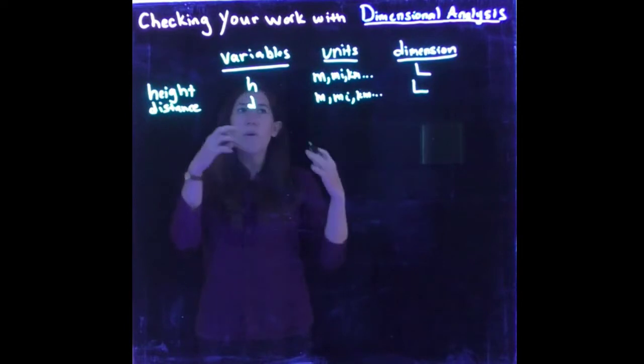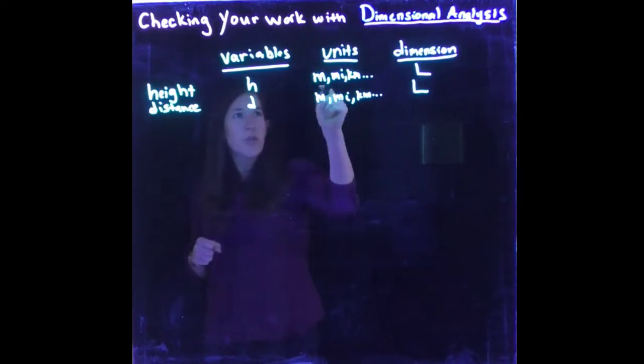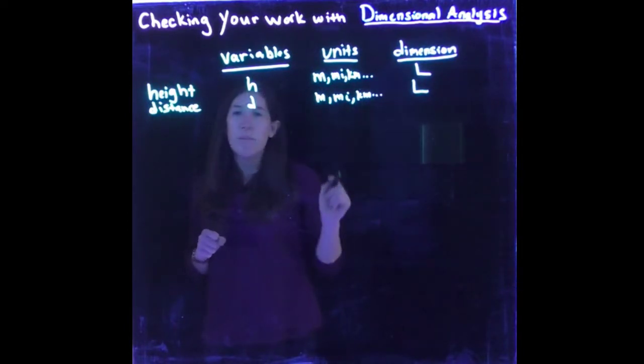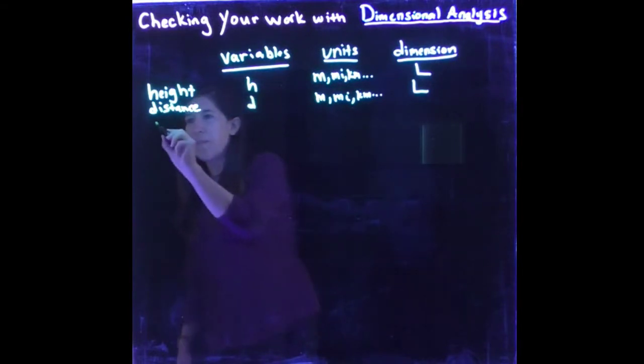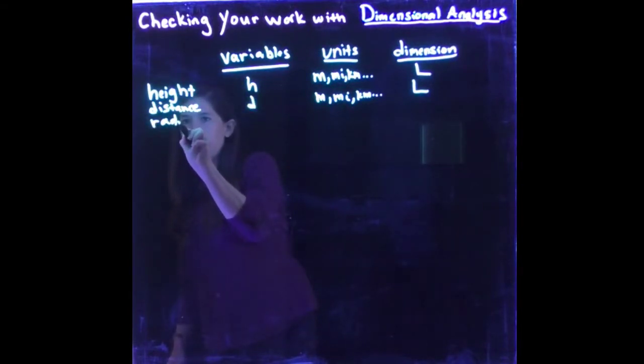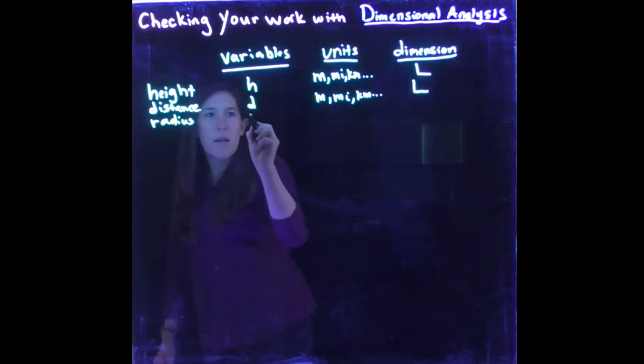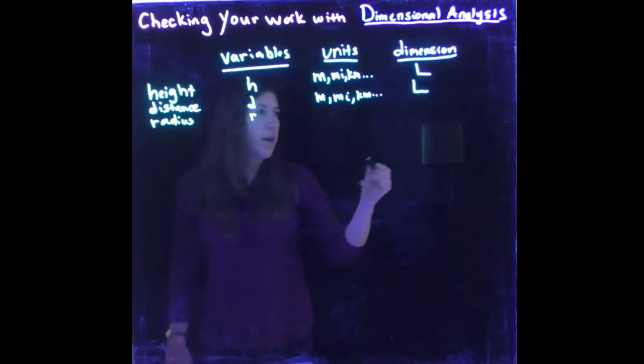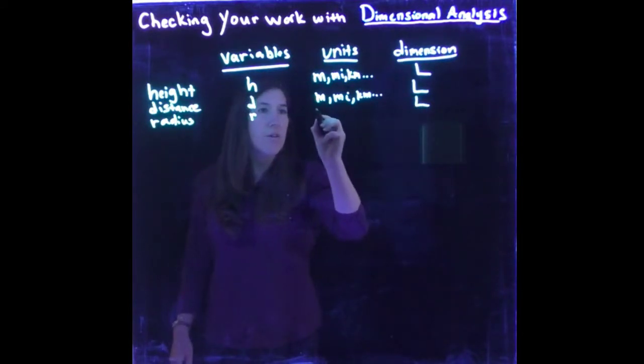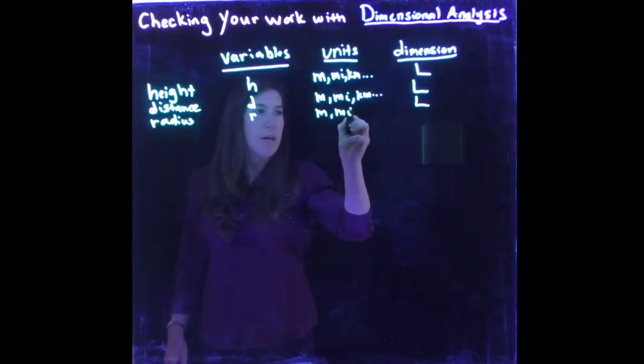And either way, if you're actually making that measurement, you choose a unit, but it always has to be some unit of length. And then finally, maybe radius. And we would use the letter R, and hopefully you already guessed, yes, a radius is also a length. You can use meters, miles, kilometers.